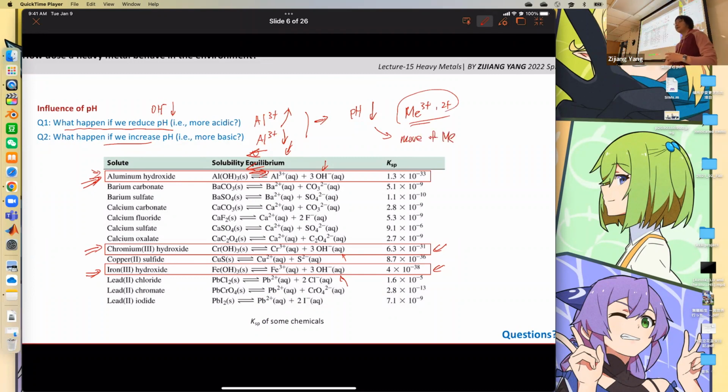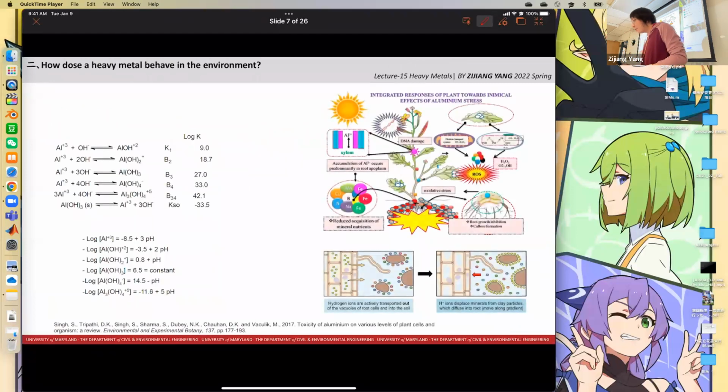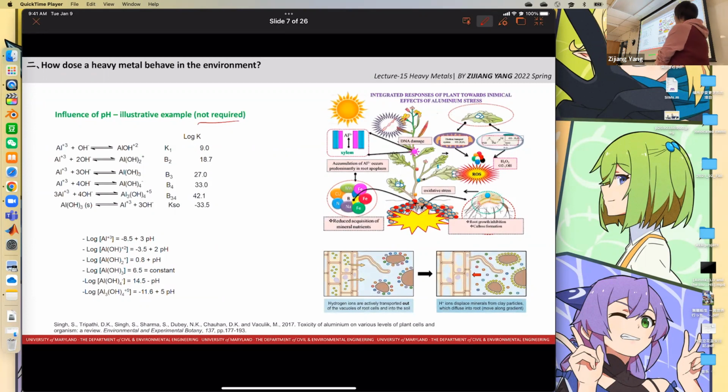Do you guys have any questions? No? Okay. So why do we care about this? This part is not required in this class, but I just want to add it because I think it can help us understand what is happening.